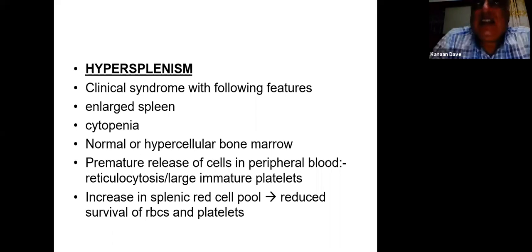So when there is pooling of hemopoietic cells in the spleen, because the enlarged spleen will increase the transit time of all these cells in the spleen, they come into contact with this prolonged contact with the splenic macrophages, and therefore the survival of red cells and platelets is reduced. Apart from the pooling effect, there is also a reduction in the lifespan of these cells.